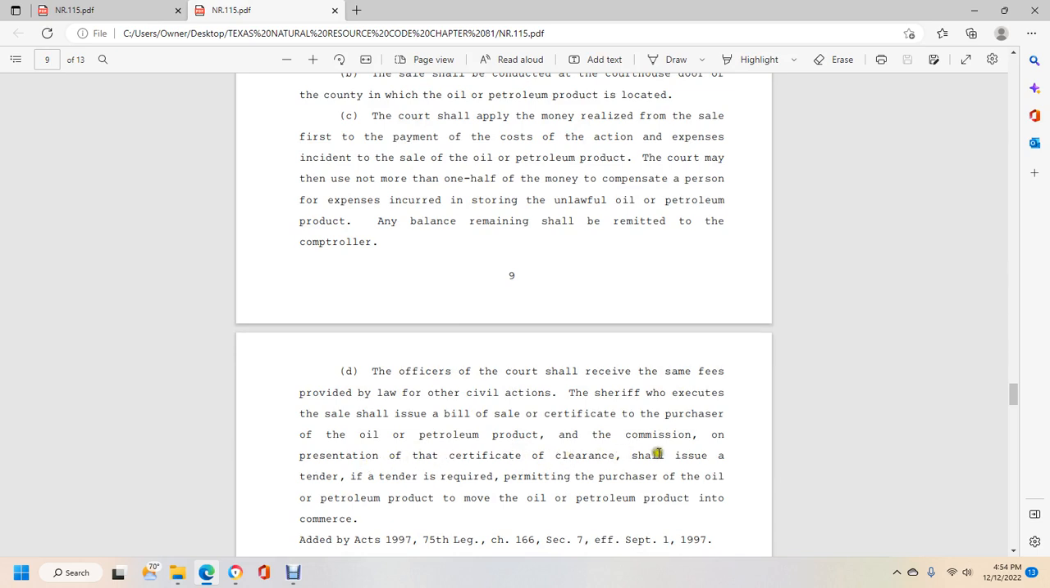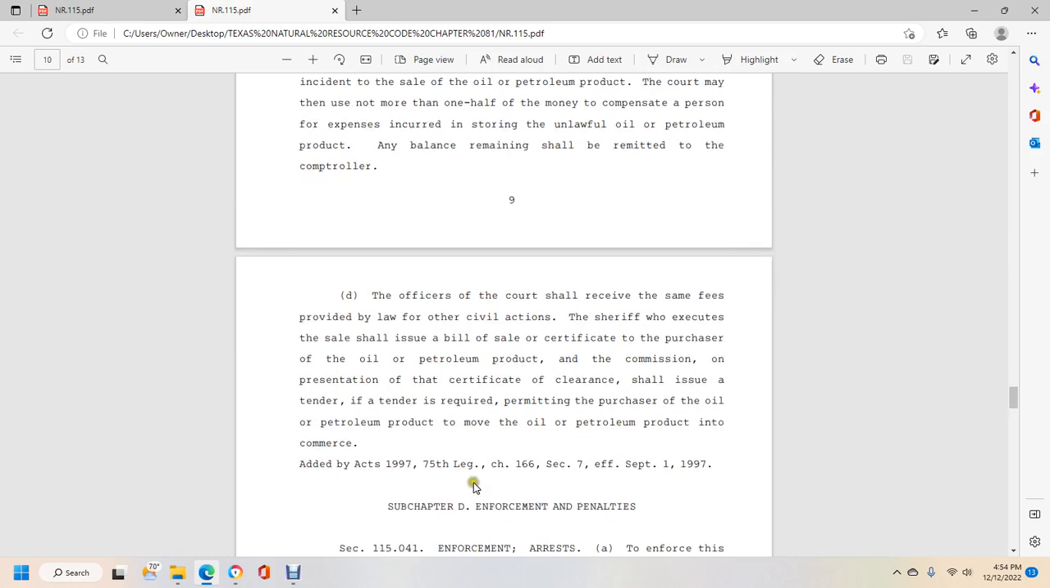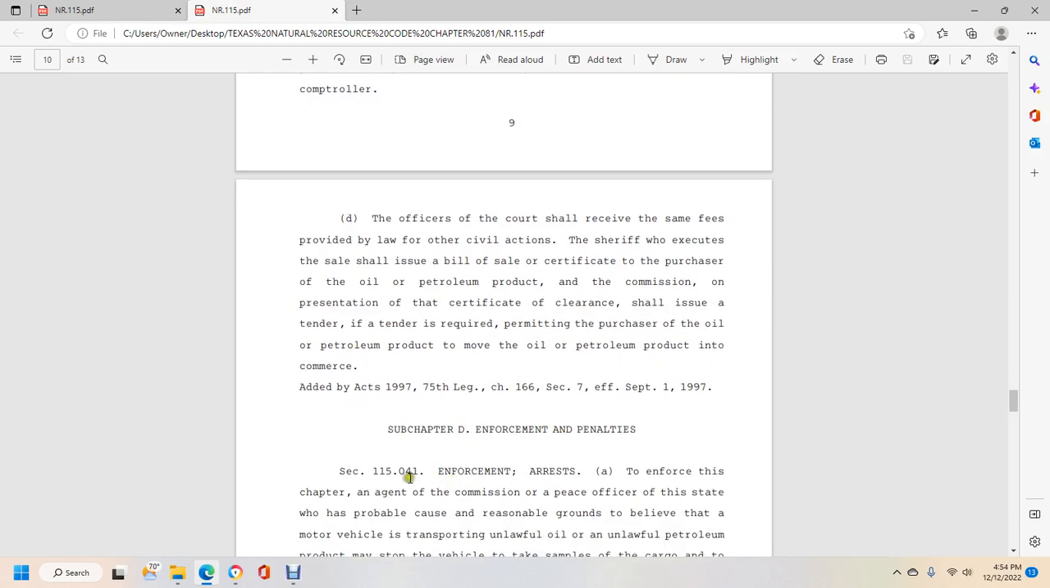Presentation of the certificate of clearance shall issue, with the tender of the fee required, permitting the purchaser of the oil and petroleum product to move the oil and petroleum product into commerce. Added by Acts 1997.